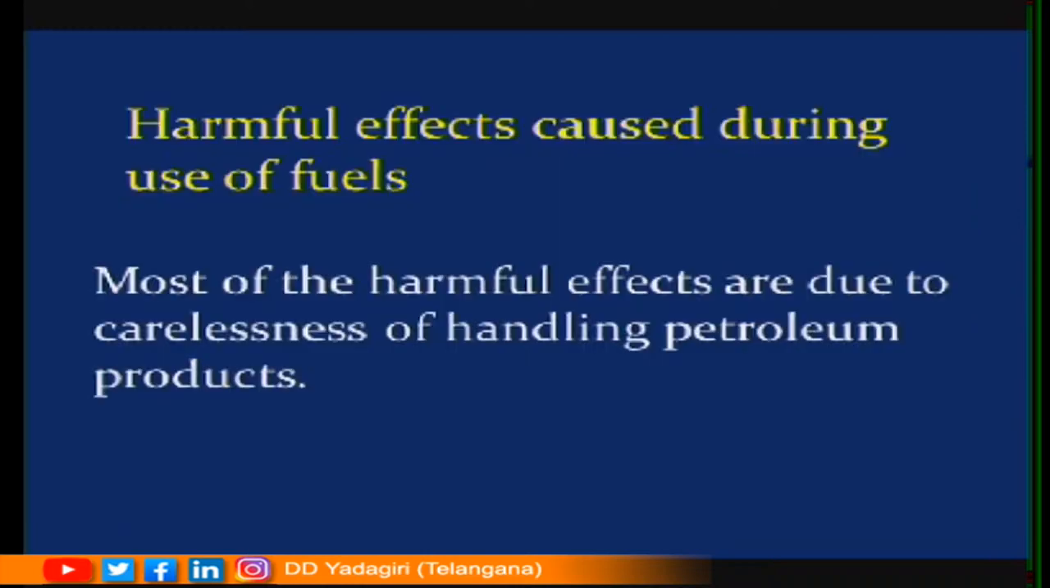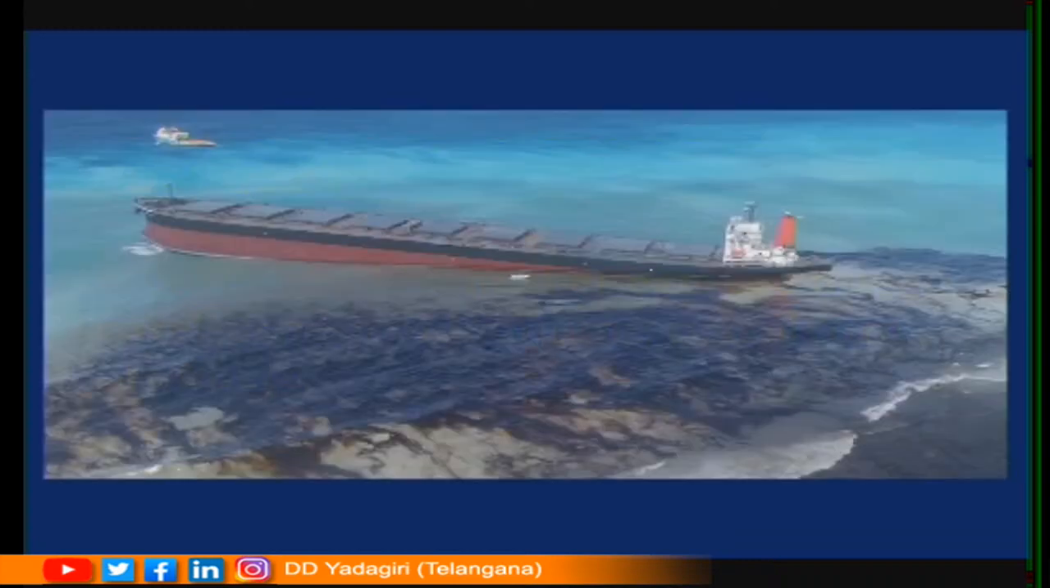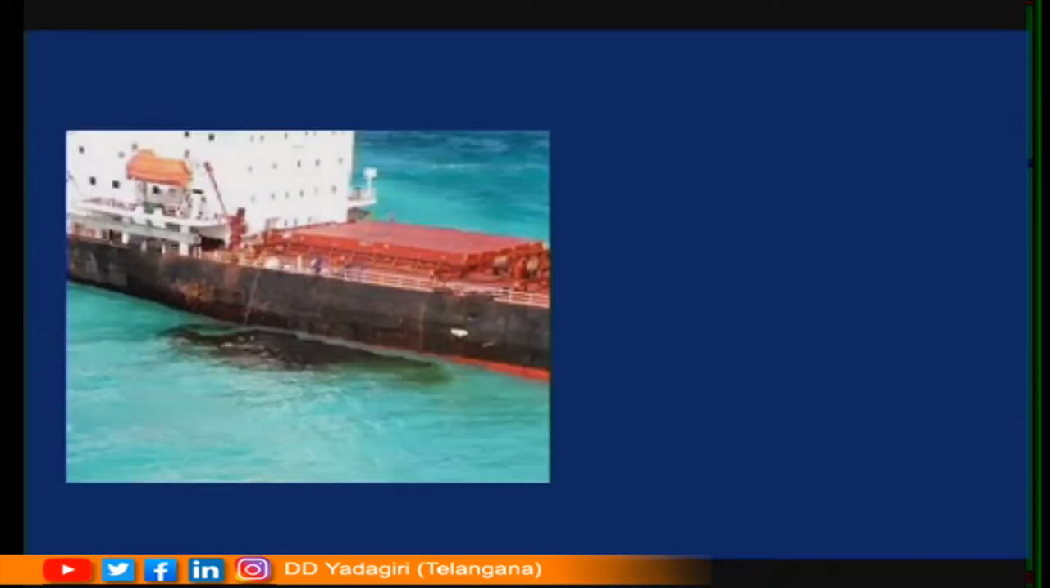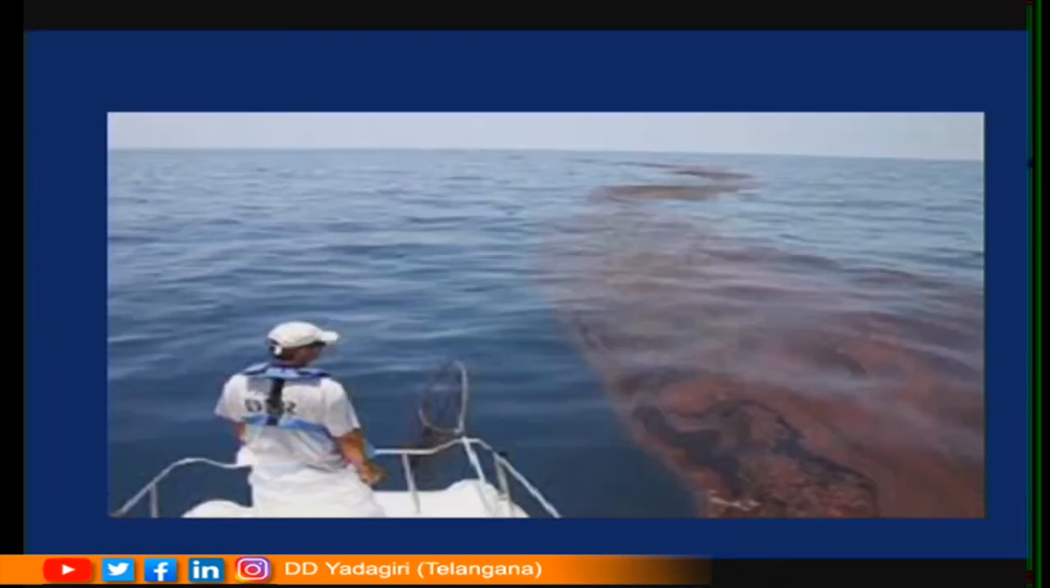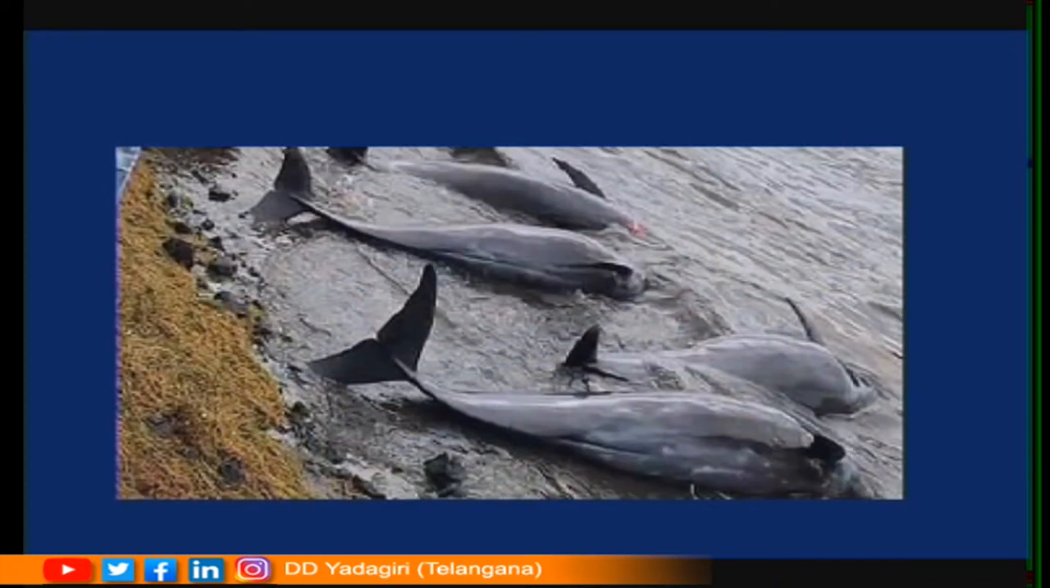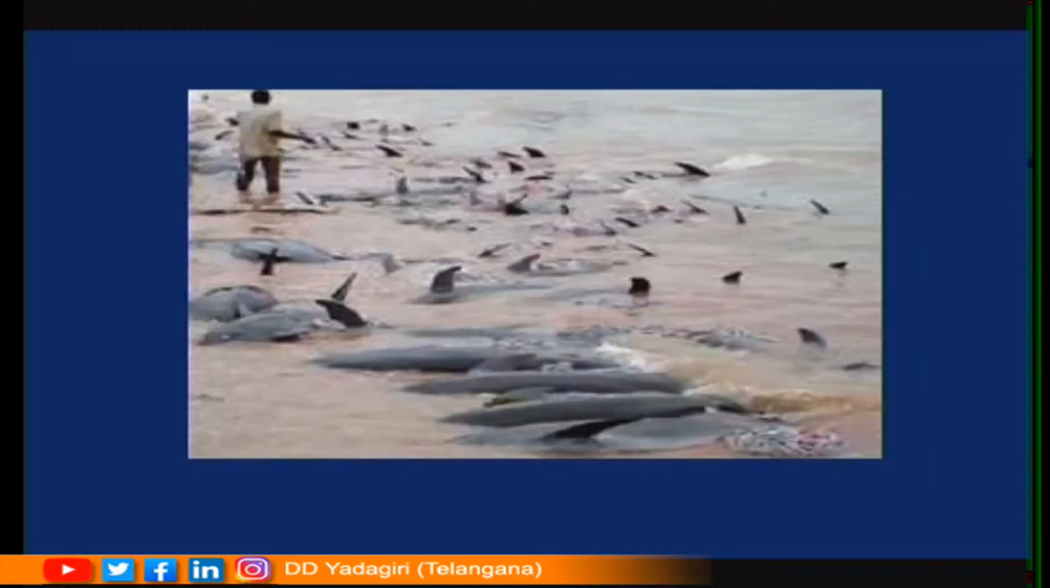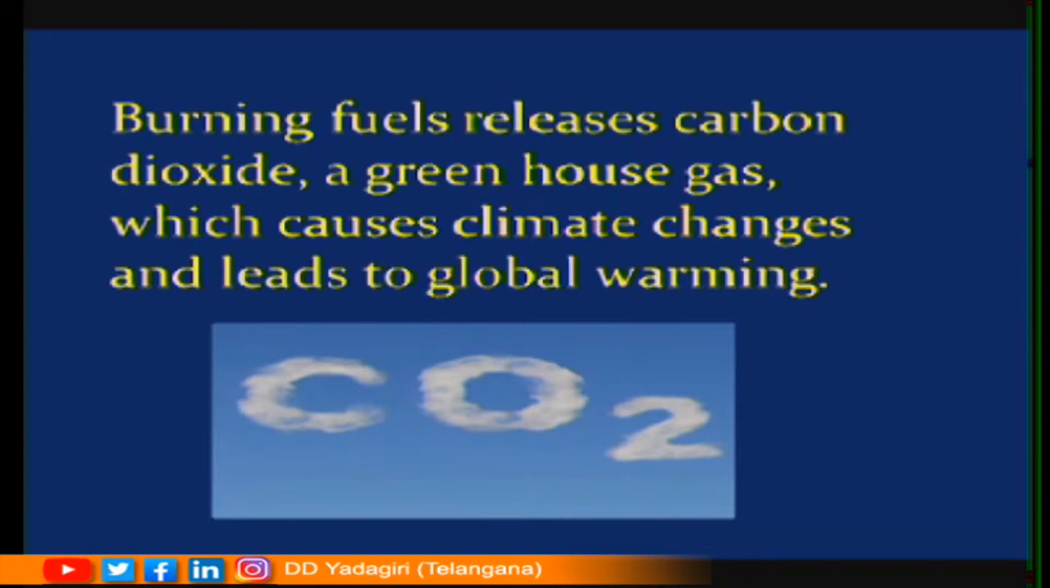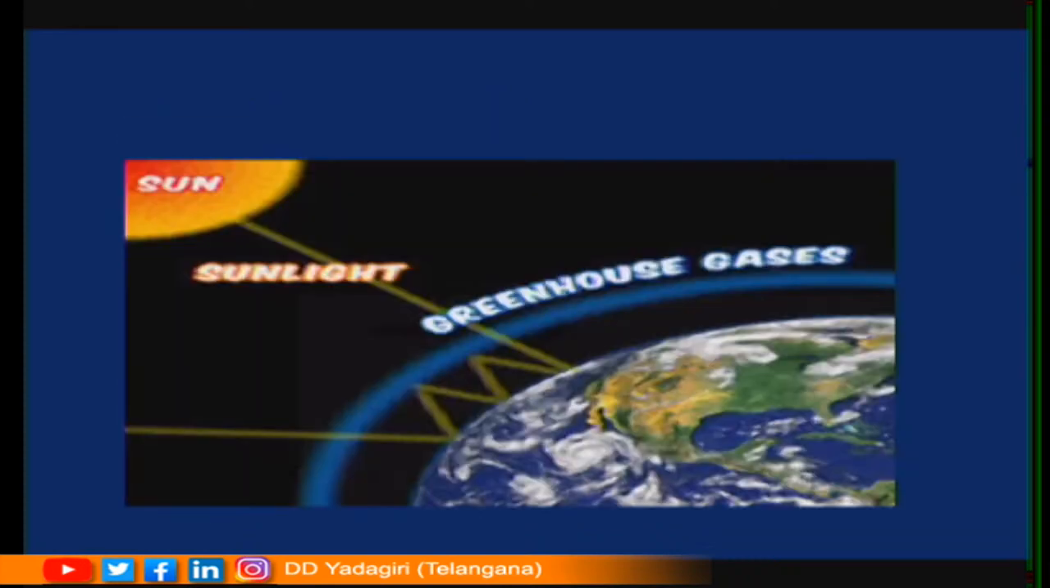And also, what are the harmful effects caused during the use of fuels? Whenever fuels are struck under oceans, they create much disturbance in the ocean in the form of oil slicks. Just observe these pictures: here they are polluting the water and many aquatic life is destroyed. You can see the animals here, they are destroyed and they will die due to these oil spills into the oceans. Now, burning of these fuels produces a lot of carbon dioxide and greenhouse gases. Therefore, we should reduce their use.